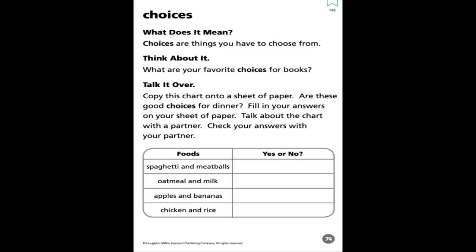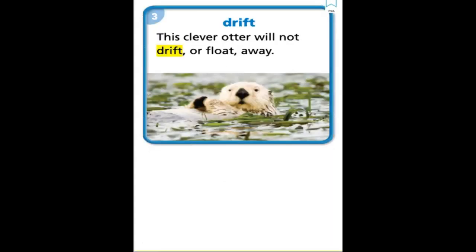Spaghetti and meatballs. Is that a good choice, yes or no, for dinner? Yes. Oatmeal and milk. No. Apples and bananas. No. Chicken and rice. Yes. Number 3, drift. This clever otter will not drift or float away.